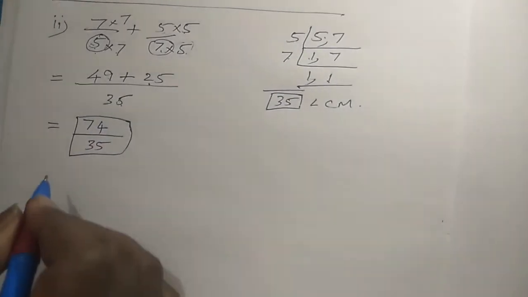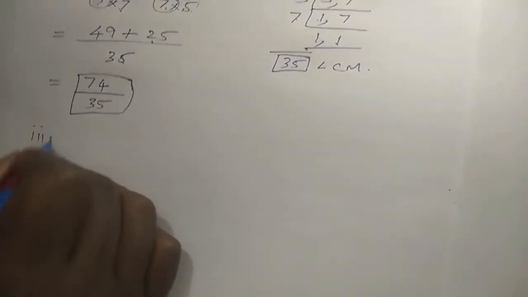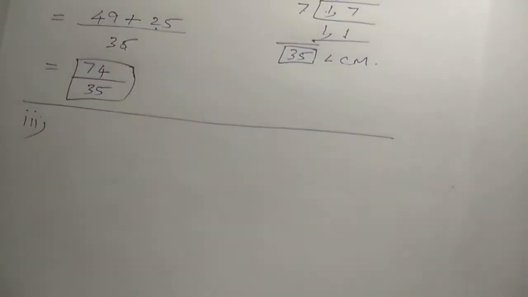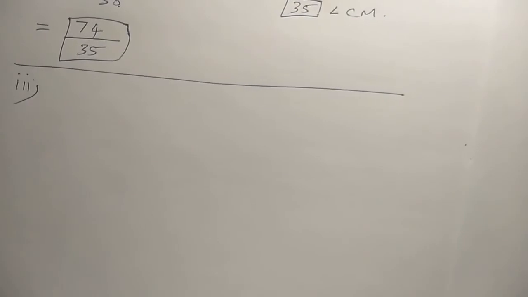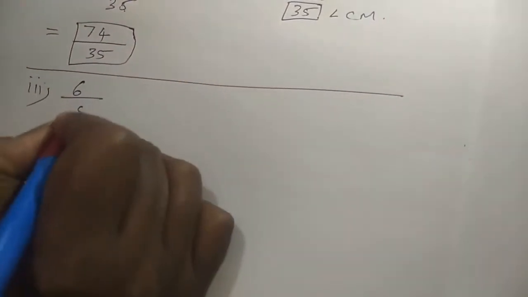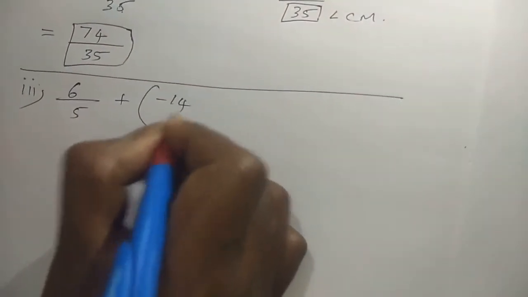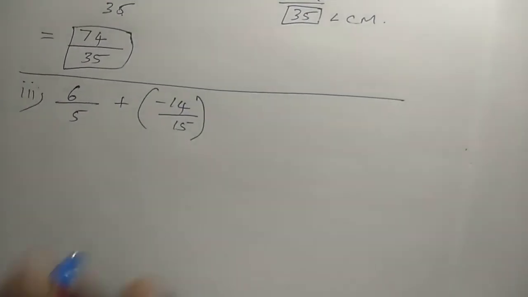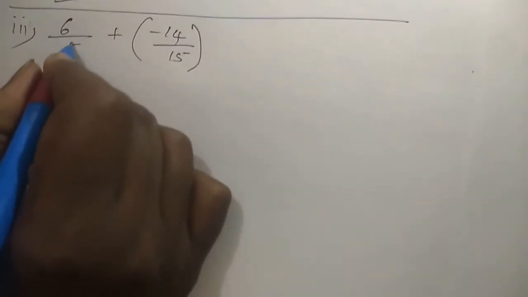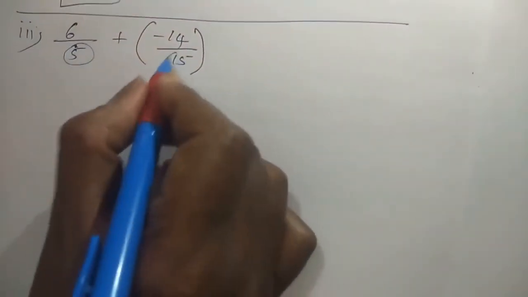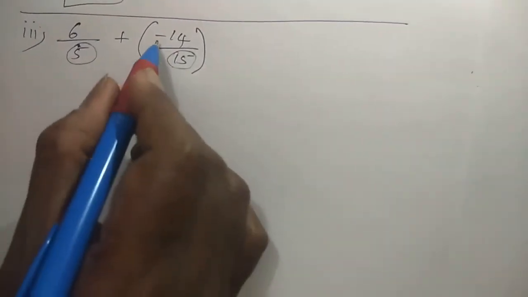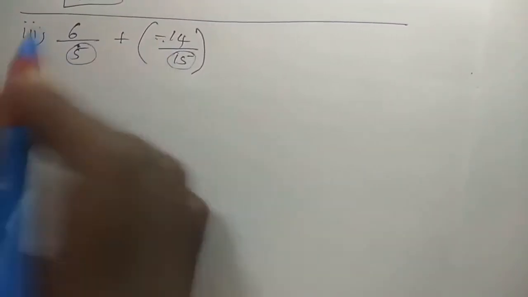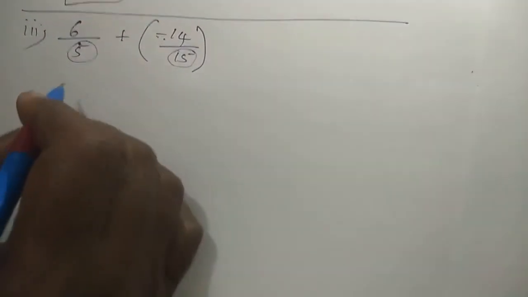Next we go for the third subdivision. So the third subdivision, what is the question? It is 6 by 5 plus minus 14 by 15. Yes. Now we have to check whether these denominators are equal. So here it is 5, here it is 15. Okay. First concept is, we have to check whether it is plus or minus. Okay. First we remove the brackets inside here.